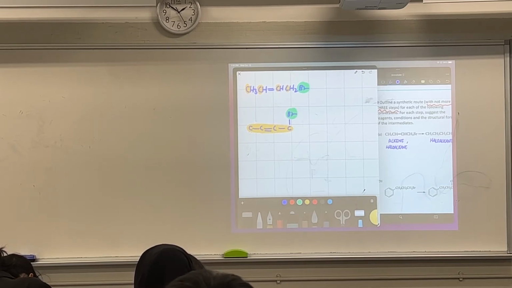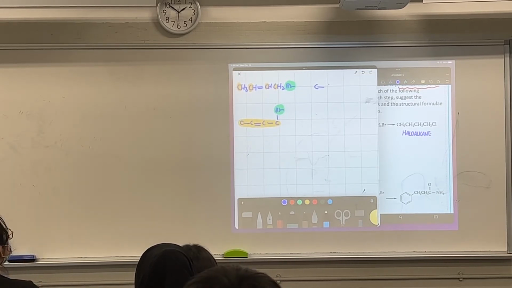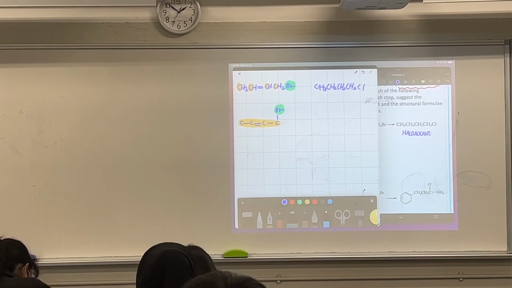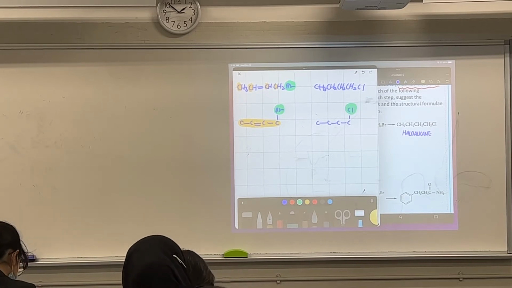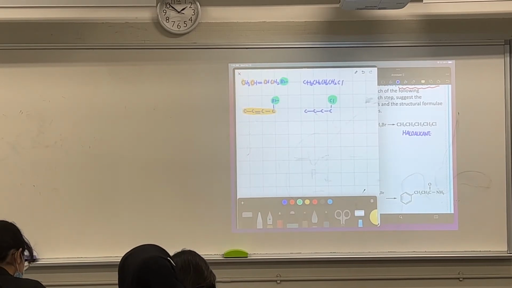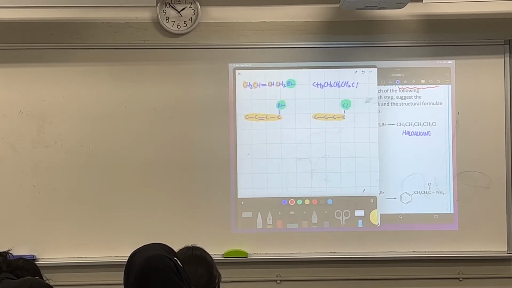And what about the target product? We will also draw it the same way. We have CH3, CH2, CH2, CH2, Cl. Ignoring all the hydrogen, you get C, Cl. Well, first of all, we can get rid of the double bond first, and that's by hydrogenation. So you can write down your first step.